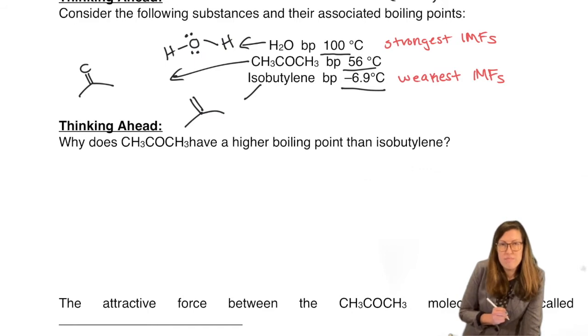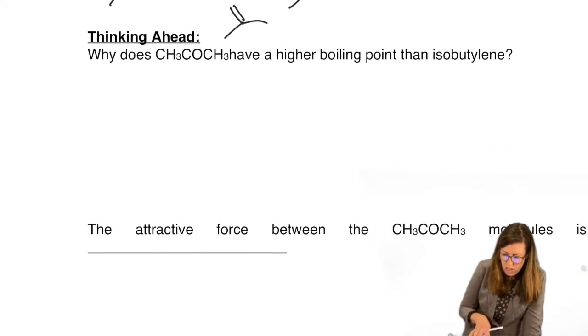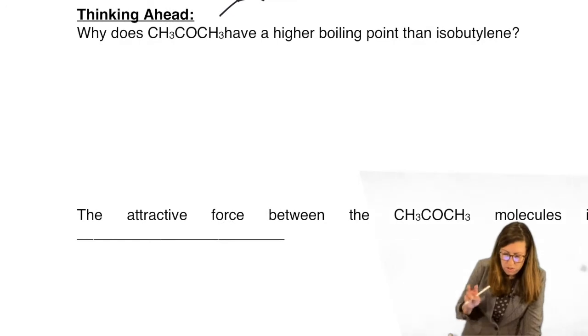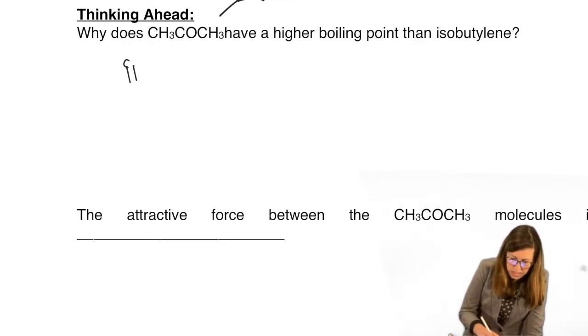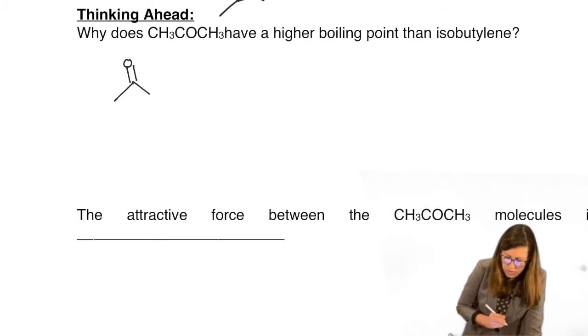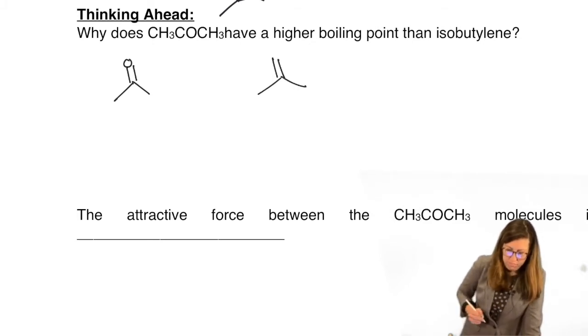Let's look at them because we need to know why. To start this off, we'll compare 2 side by side, instead of all 3. So why does acetone have a higher boiling point than isobutylene?